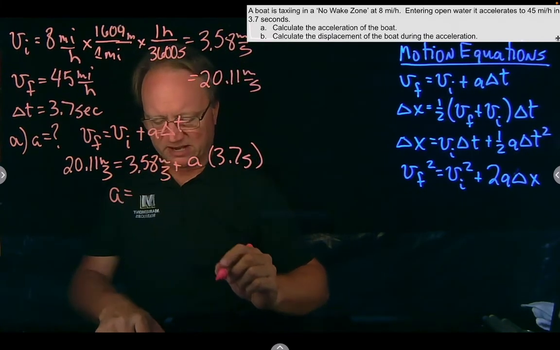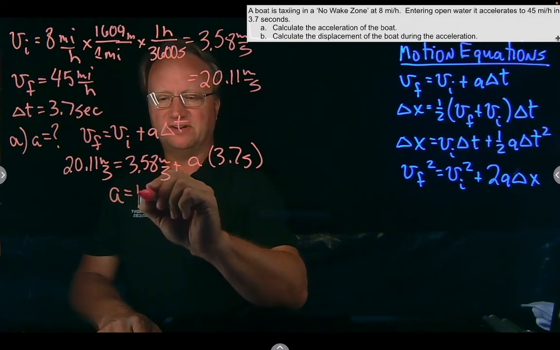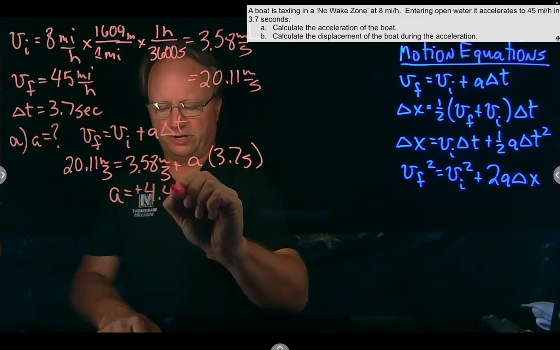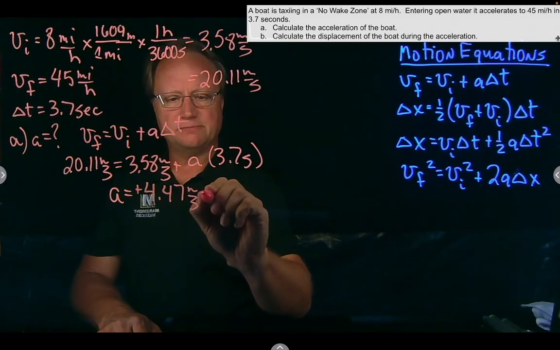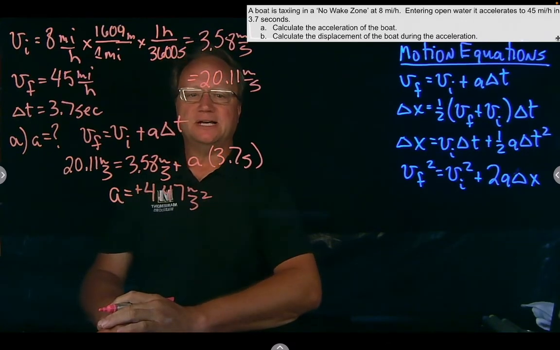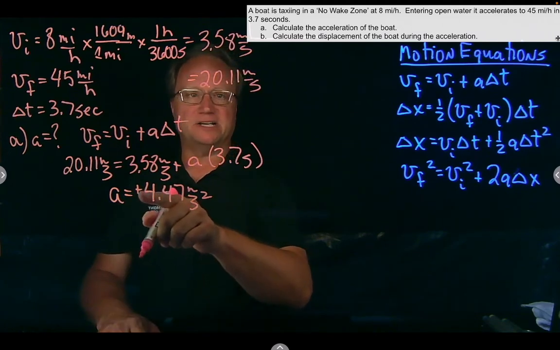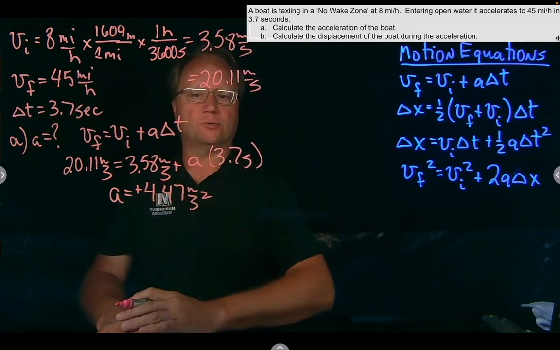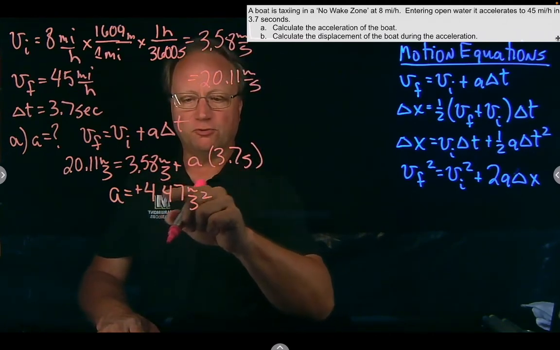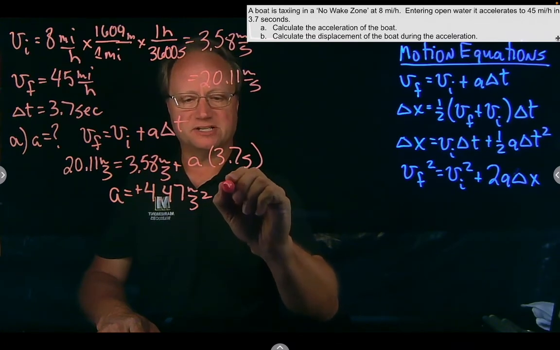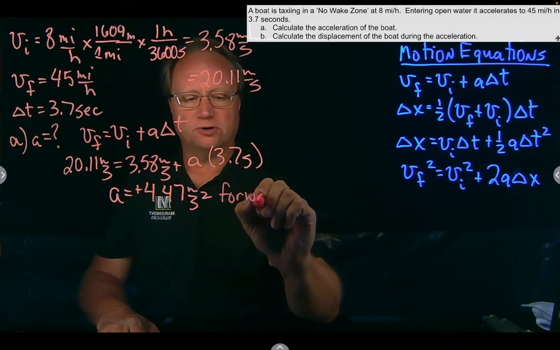So then doing that, we get an acceleration of positive 4.47 meters per second squared. Again, positive and negative represent directions, and so the positive would indicate in this forward direction. So 4.47 meters per second squared forward.